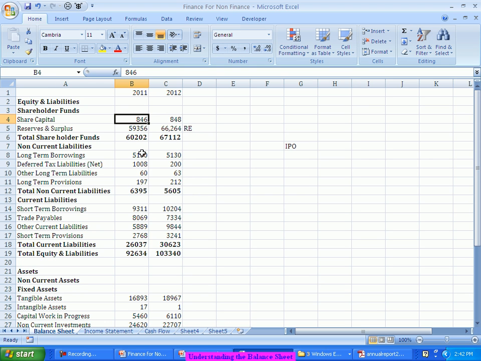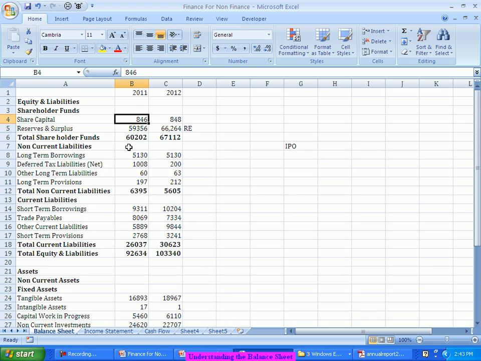Correct? Out of that, the breakup is 84 into 10, which is 840, is the share capital. And the remaining, 84 into 90, goes as the initial reserves and surplus. Right? So that means the total capital is 8,400. It's only the breakup between share capital and reserves.